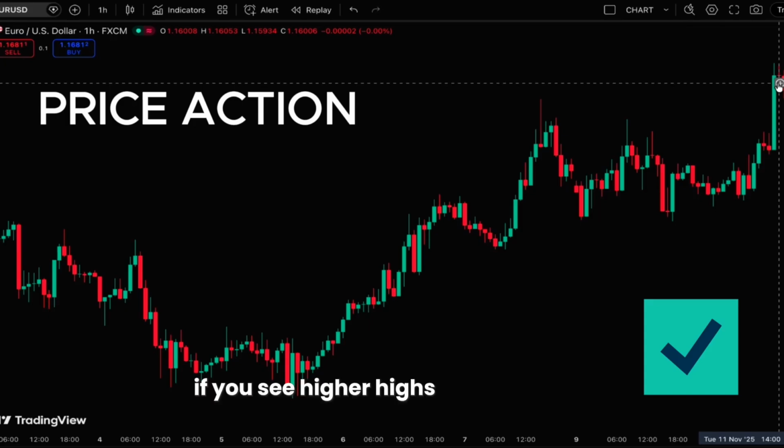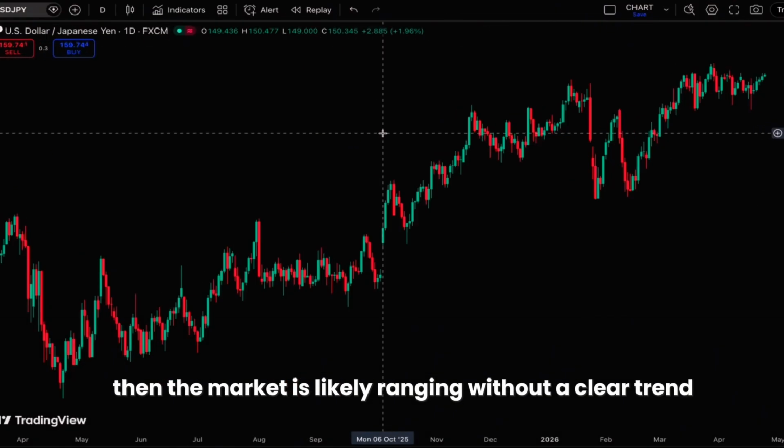If you see higher highs and higher lows, the market is in an uptrend. If you see lower highs and lower lows, the market is in a downtrend. If neither structure is clearly present, then the market is likely ranging without a clear trend.